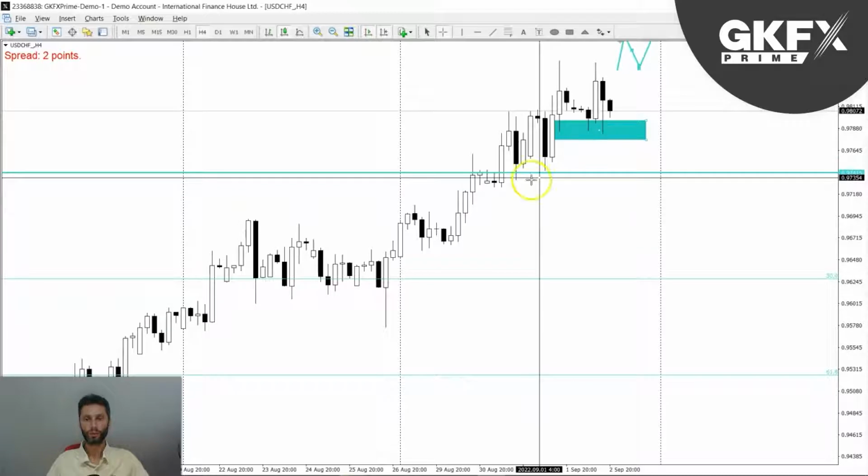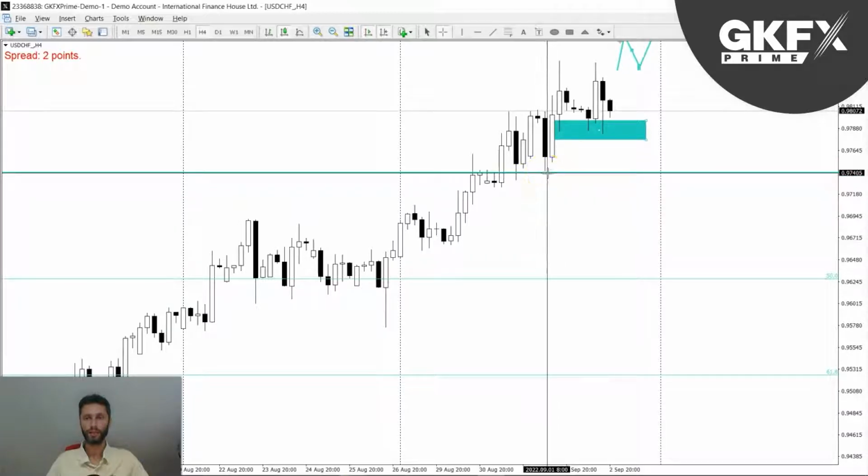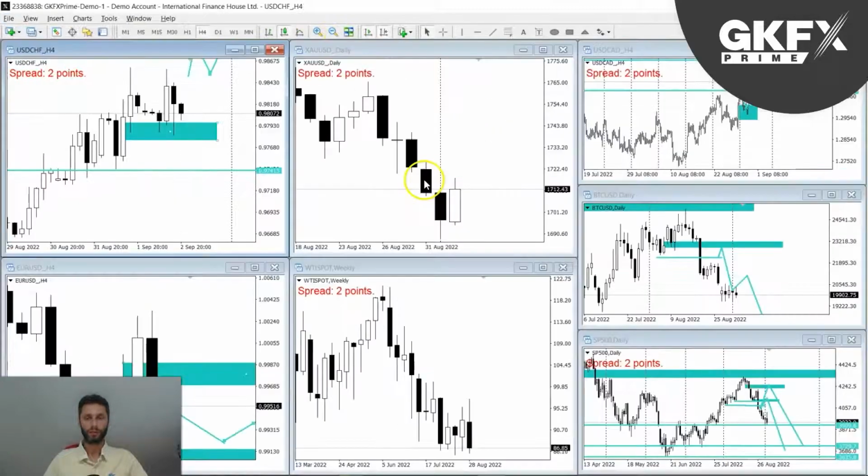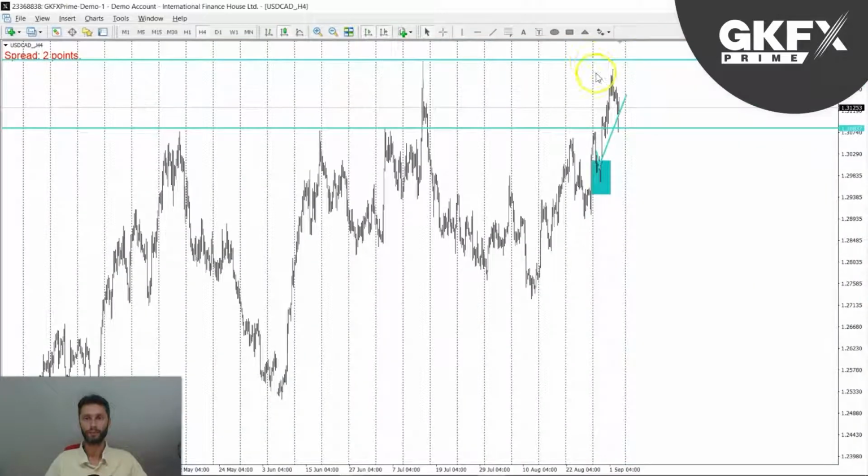So I don't expect the market to breach this level right here, which is 0.9740. If it does, this whole idea would then collapse and be invalidated. So that's the idea on the dollar Swiss in terms of higher probability. Let's go to another major pair. Let's move on to dollar CAD.